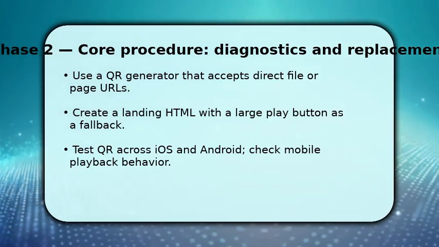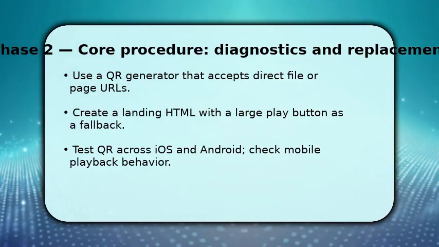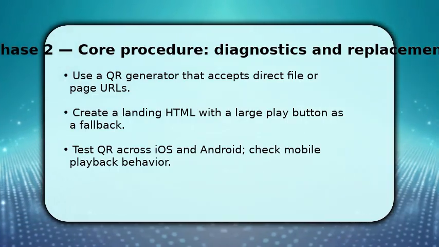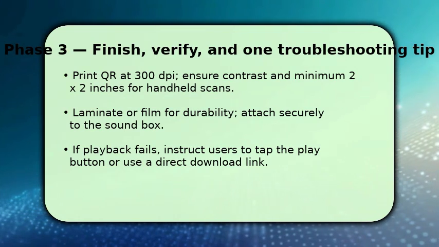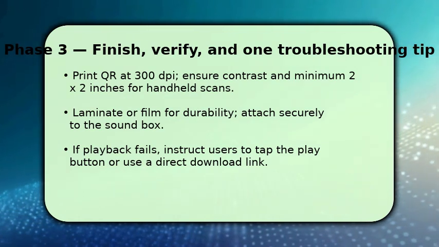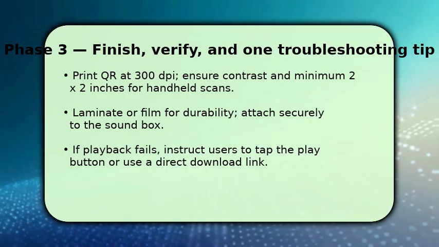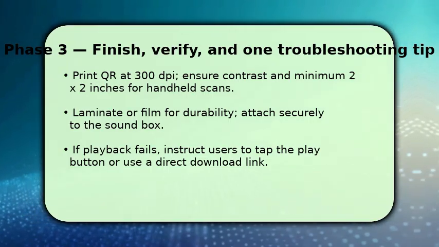If the MP3 link fails, finish by printing the QR at high resolution, then laminate it and mount it on the sound box where phones can easily scan. Make sure the QR contrasts with its background and is at least 2x2 inches for handheld use.